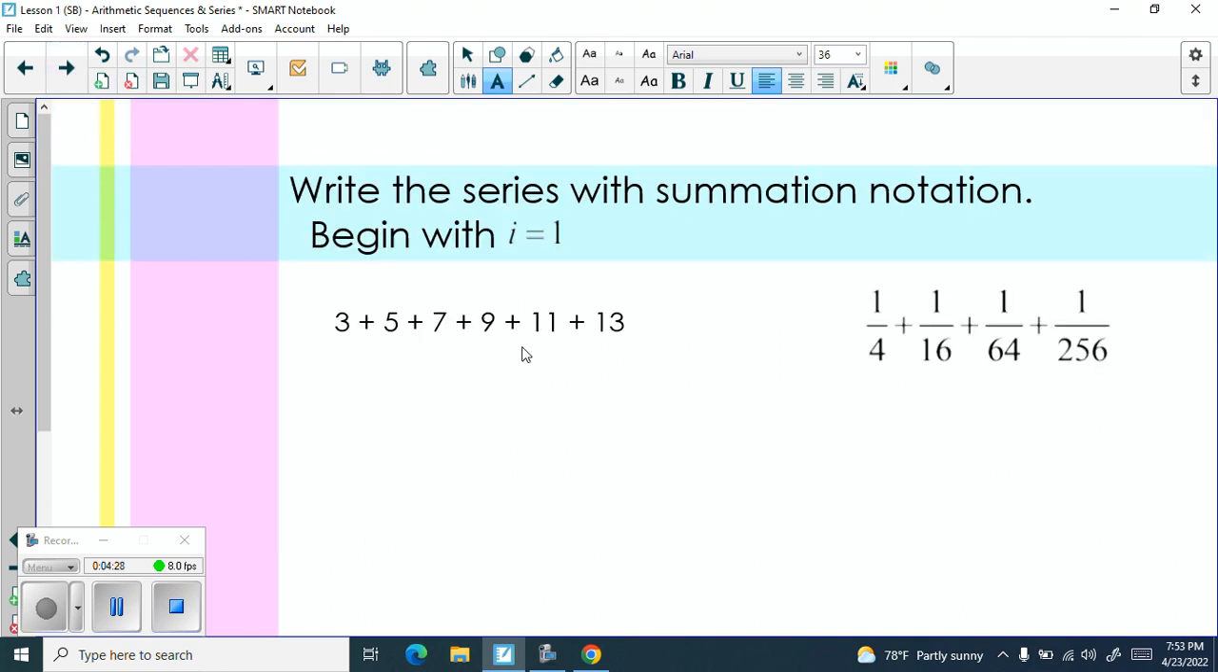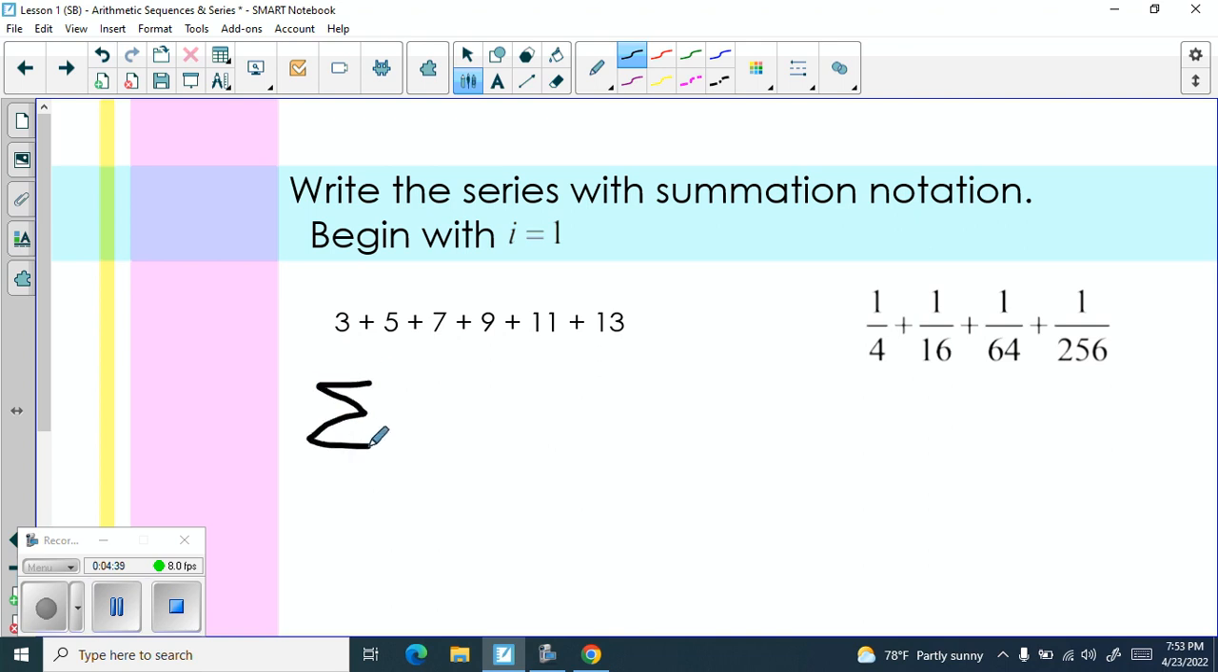So what I have given you here is we're writing the series with summation notation. All right, so bear with me because I'm using my cursor here to write. So here's my sigma, not too bad. Notice we're starting with 3 as our first term, then 5, then 7. So we're definitely adding 2 each time. All right, but in order for us to start with the number 3, we have to get there somehow. So if we multiply 1 times 2, we get 2, and then we add 1, we get 3.